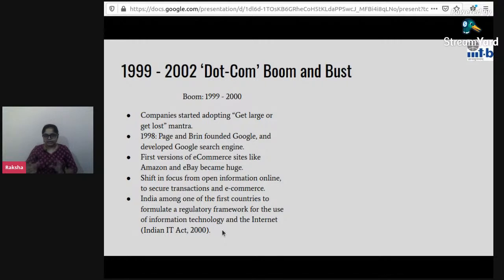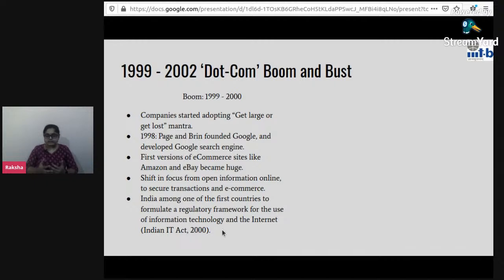dot-com boom and bust happened. The most infamous boom and bust. Between 1999 and 2000 was the boom, where any company that existed at that point started having a website, putting up their products online, and get large or get lost was the mantra. And in 1998, Page and Brin founded Google, and at that time nobody was interested in Google, and then slowly it got traction. And then the first versions of Amazon and eBay became huge at that point.